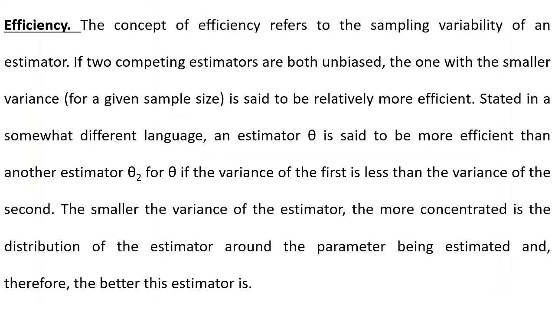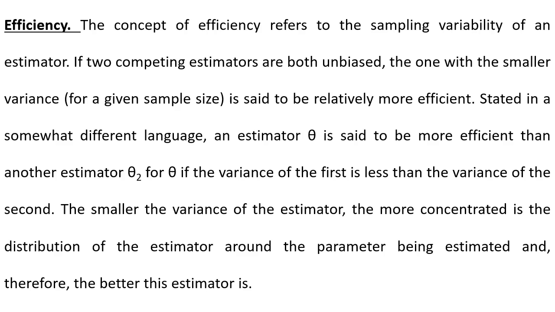Efficiency, like consistency, is a large sample property. The efficiency of an estimator is usually stated in relative terms. If T1 and T2 are both unbiased estimators of the same population parameter theta, and the variance of T1 is less than that of T2, we say that T1 is relatively more efficient than T2 as an estimator of theta.